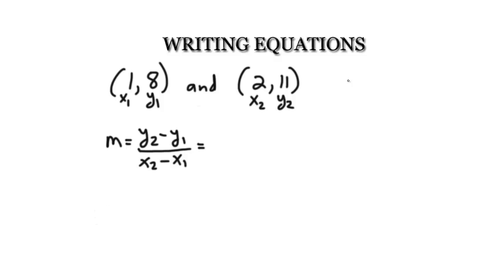Alright, so the slope is y2 minus y1. So 11 minus 8, divided by x2, which is 2, minus x1, which is 1. So 2 minus 1. Now this will equal, 11 minus 8 gives us 3, and 2 minus 1 gives us 1. So our final answer is just 3. Alright, so the slope is 3. So we got half of it done.